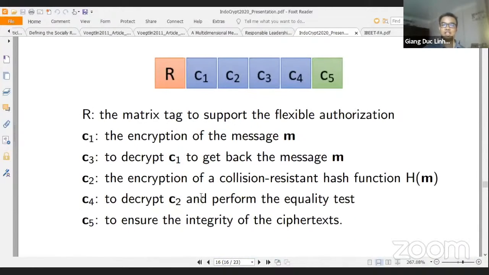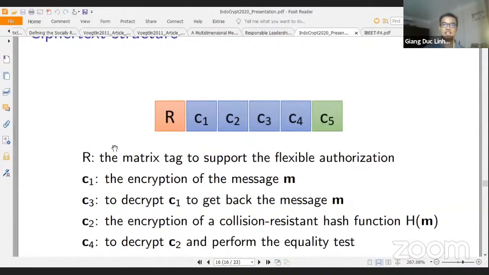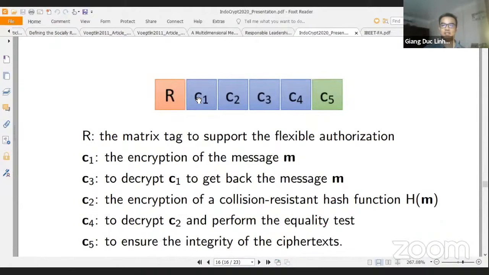So let's see an overview of the ciphertext structure. You can see it here. The R is a matrix stack to support the flexible operation, and the C1 is the ciphertext of the message M. The C3 is used to decrypt the C1. The C2 is the encryption of the collision resistant hash function here, and the C4 is used to decrypt C2.